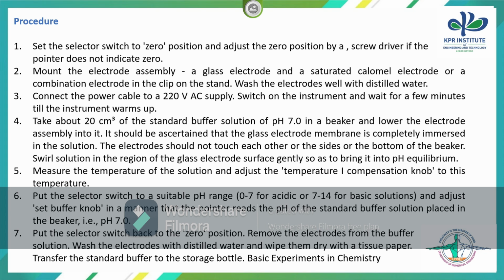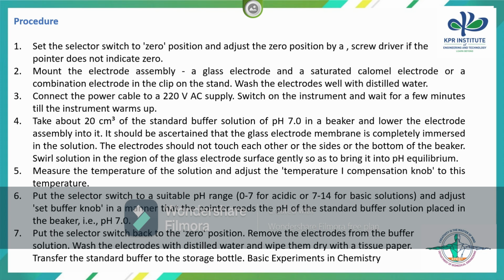For calibration, take about 20 cm³ of standard buffer solution of pH 7 in a beaker. Lower the electrode assembly into it. It should be ascertained that the glass electrode membrane is completely immersed in the solution. The electrodes should not touch each other or the sides or bottom of the beaker. Swirl the solution in the region of the glass electrode surface gently so as to bring it into pH equilibrium. Measure the temperature of the solution and adjust the temperature compensation knob to this temperature.